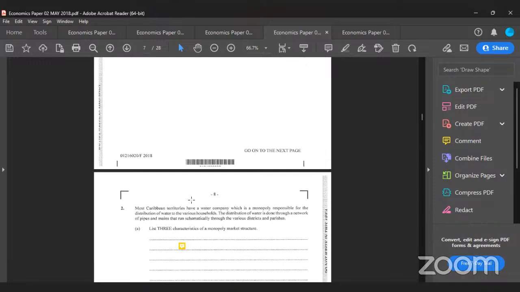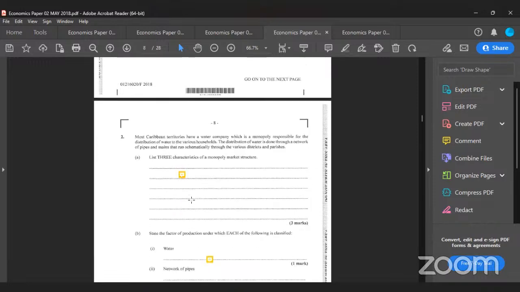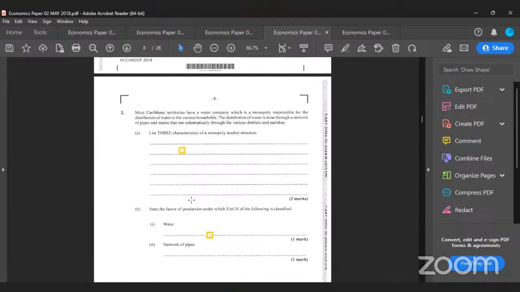Number 2 asks us, most Caribbean territories have a water company, which is a monopoly, responsible for the distribution of water to the various households. Distribution of water is done through a network of pipes and mains that runs through the various districts and the parishes. Part A says, list 3 characteristics of a monopoly market structure.